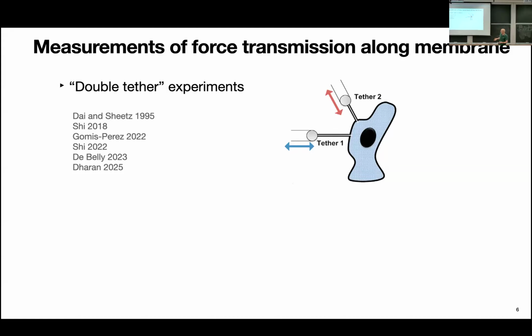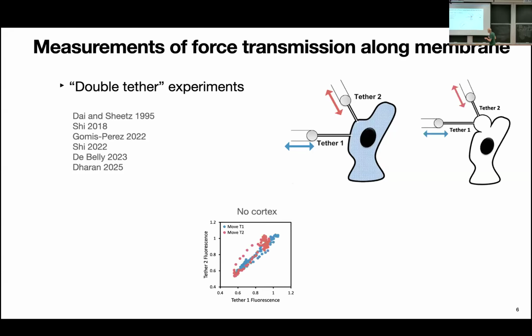I won't get into all the experimental details, but essentially the probe tether contains some fluorescent lipids, and the change in fluorescence is a readout of the change in the local tension near tether 2. So if I pull on tether 1 a little bit, transmission of the force will be detected as a change in the fluorescence of the lipids in tether 2.